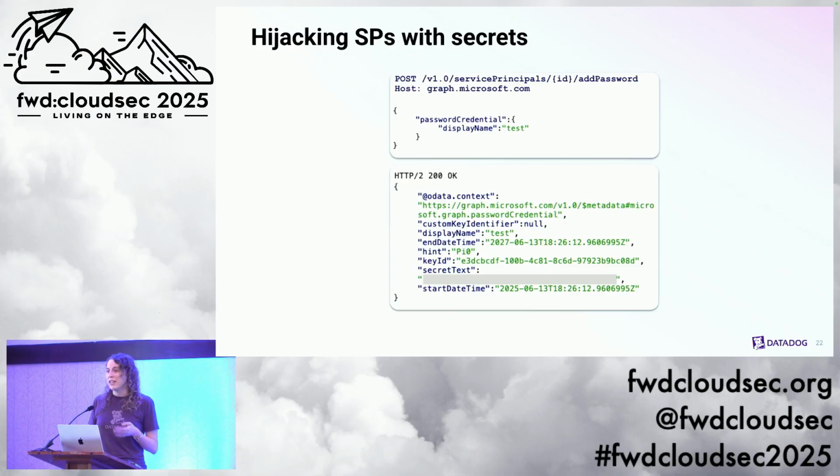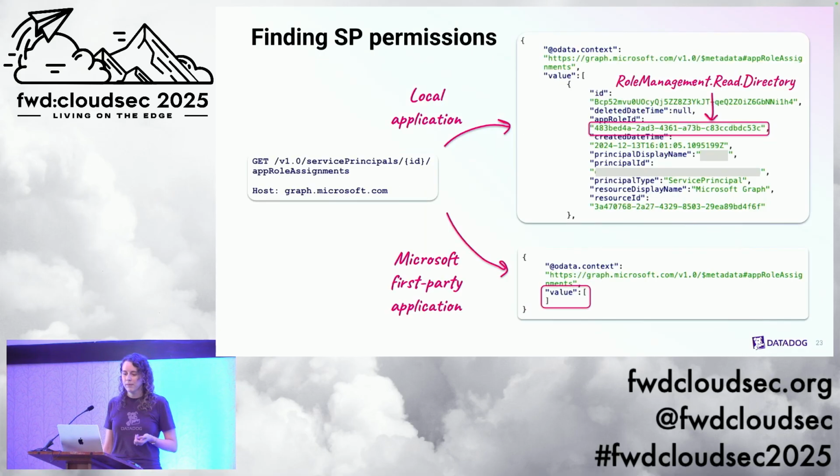I started out by trying to hijack all of Microsoft's service principals in my test tenant with a secret, which turned out to be a POST request to the add password endpoint on the service principal. All I needed to do was give a display name, and it would say, okay, sure, here's your secret. Now you can authenticate as that app locally.